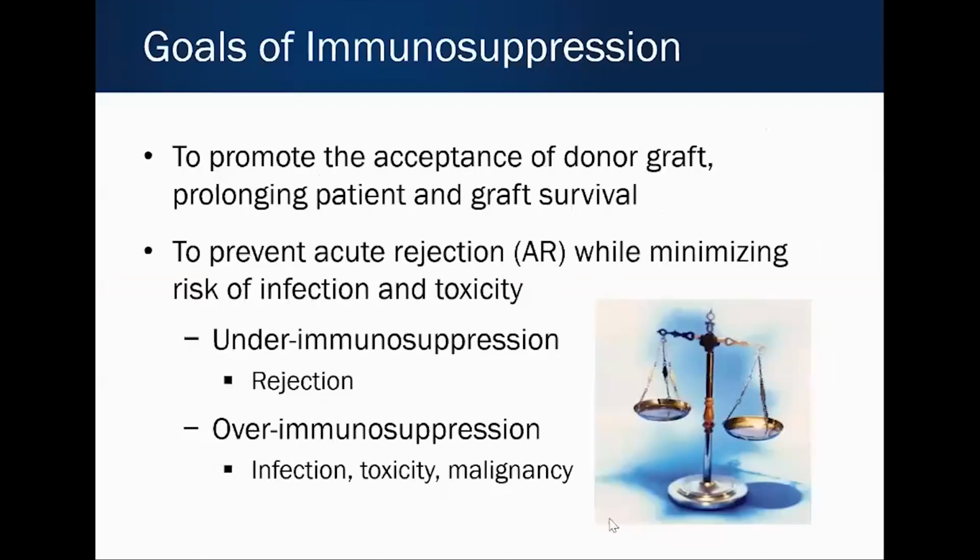So the goal of immunosuppression is really to help promote the acceptance of the donor graft, prolong patient and graft survival, and to prevent acute rejection while minimizing the risk of infection and toxicity. So it's kind of this balance between the two in many of our patients. And that balance will change throughout the duration of the transplant patient's life.